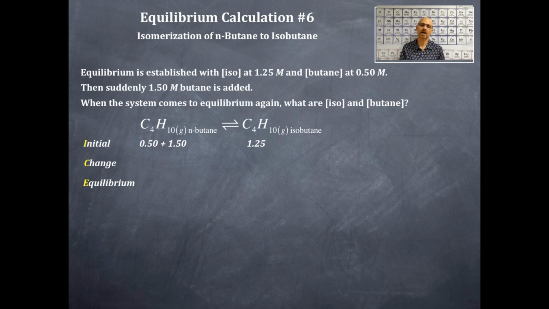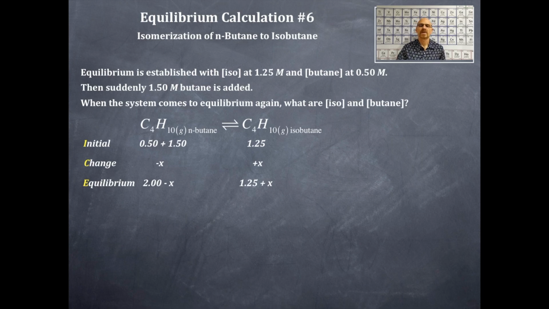So this is going to cause a shift. This shift is going to decrease the reactants and increase the products. I have stoichiometric coefficients of a 1. I'm going to add up my initial and my change, just like that. So I got 2 minus x, and I got 1.25 plus x.